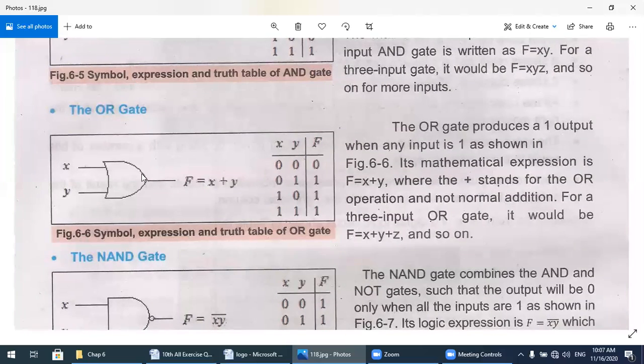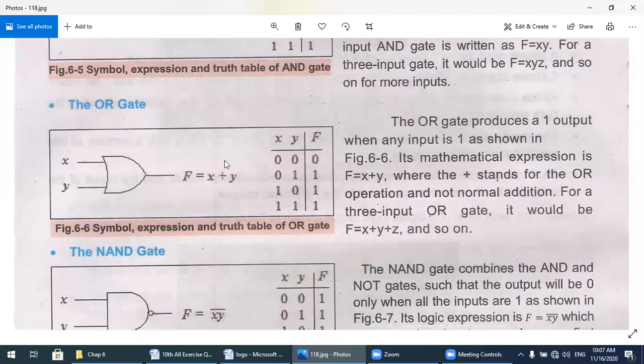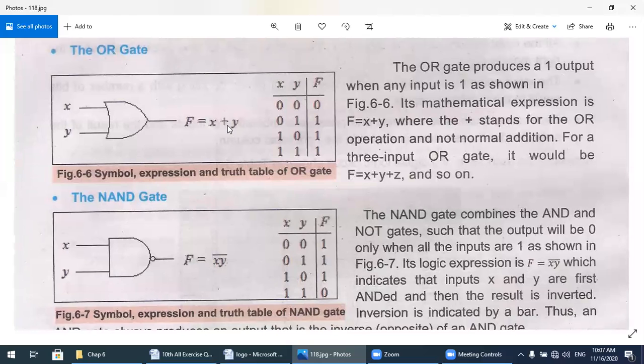Similarly, for the OR gate, the symbol used for the OR gate is over here. So when the two inputs x and y are passed through this gate, it will represent x plus y.